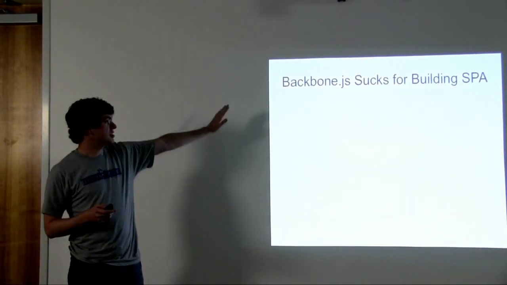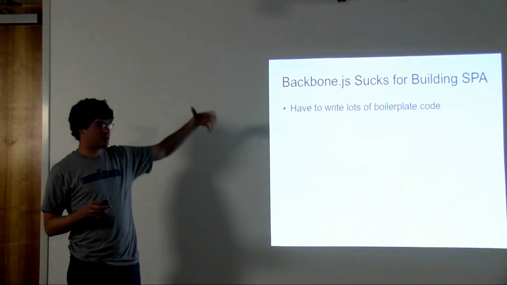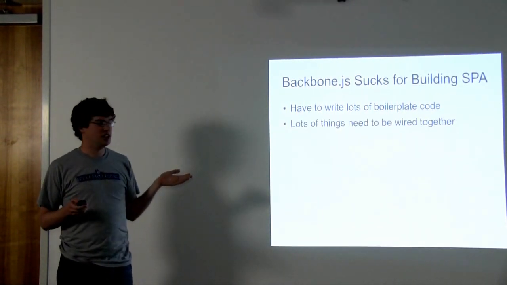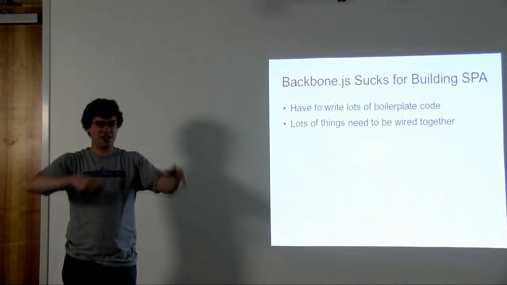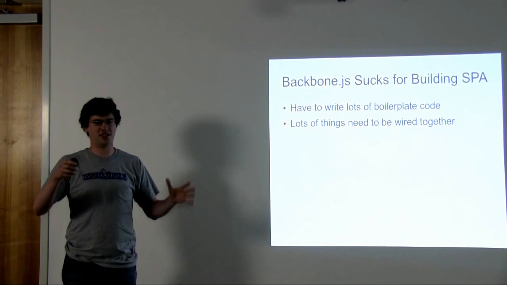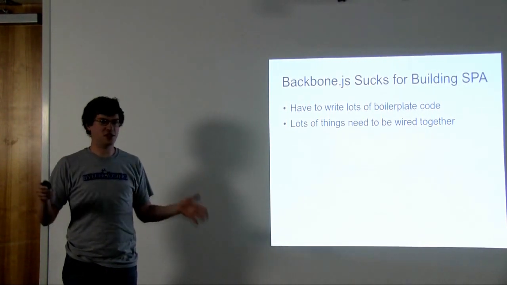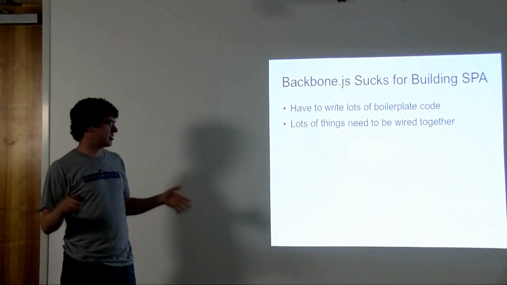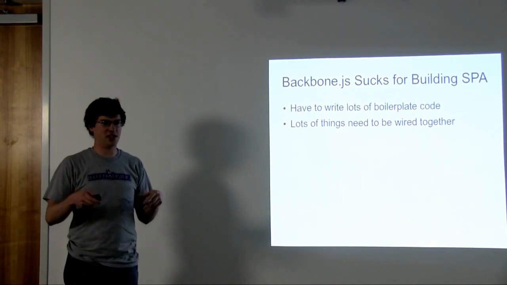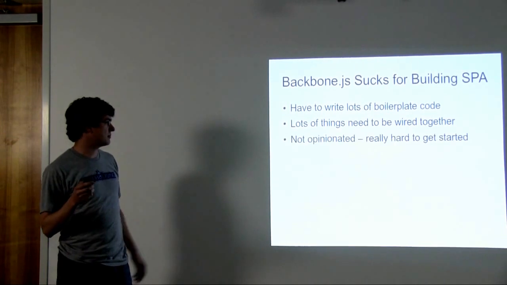So anyway, some common problems with Backbone, especially building large, complex, single-page apps. You have to write lots of boilerplate code. There are lots of things which need to be wired together before it all starts working, and when you first start out, you don't know what you need to do, and it can take a while to figure out how to put it all together to make it work. Maybe you get it working, but you do it in a really bad way, which causes lots of problems down the road.